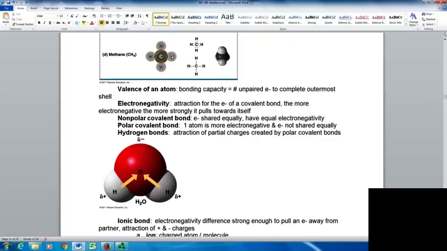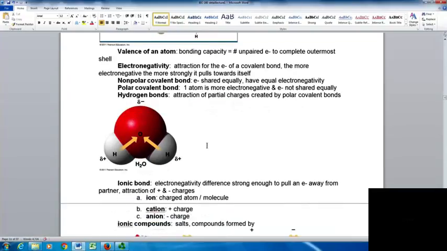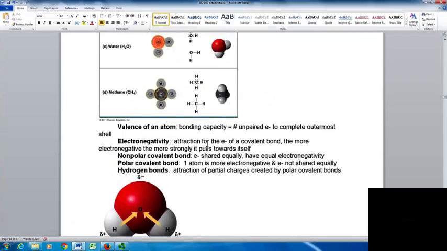When you have a polar covalent bond, one atom is going to be significantly more electronegative, and the electrons don't end up being shared equally. So if we look at water here, what's going to happen is you've got the 2 hydrogens that are sharing electrons, but the oxygen also has a couple of these other electrons of its own. These electrons are going to be shared, so they're going to be more likely to hang out in this region between the oxygen and the hydrogen.